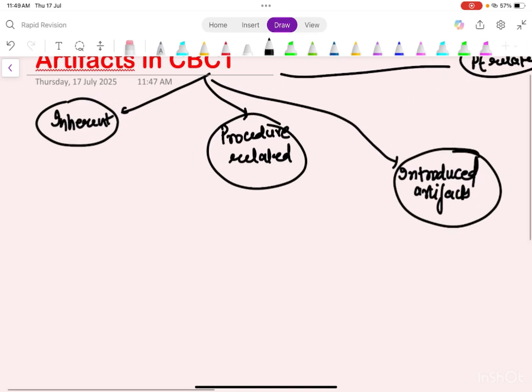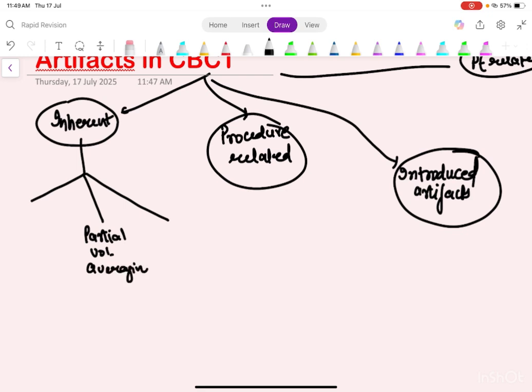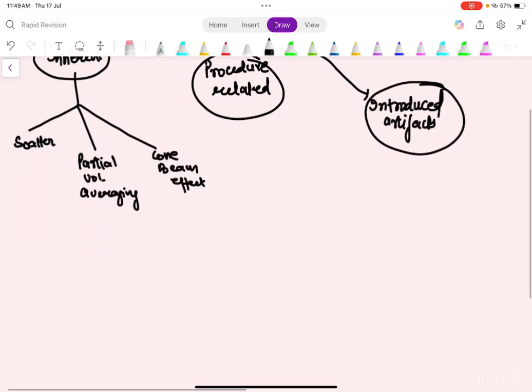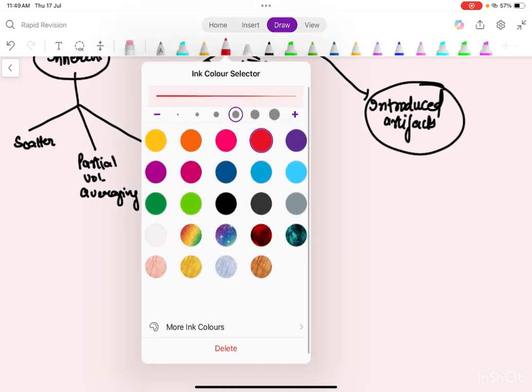In the inherent ones, you further need to know three. One is the partial volume averaging, then you have scatter, then you have cone beam effect. Now let's understand what really goes on in all these.